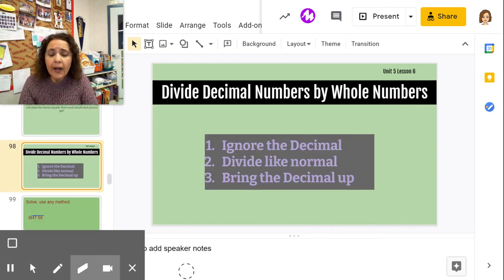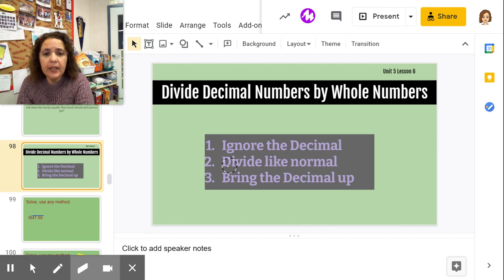Okay, so when you're dividing decimal numbers by whole numbers, if you're dividing by a whole number, you ignore the decimal, just like we just did. Divide like you normally would, and then bring up the decimal at the very end. Just bring it up exactly where it's at. And that's how you do it. Pretty easy, right?